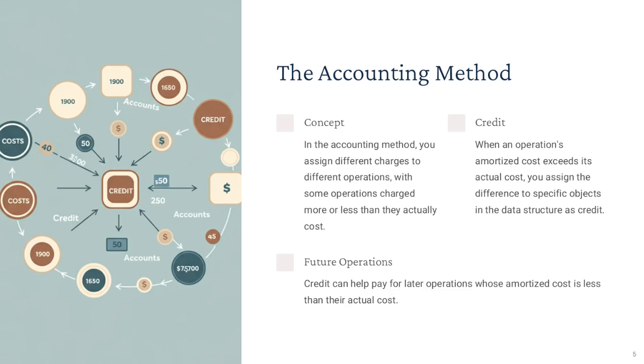Each push operation stores 1 unit of credit on the pushed item, which is later used to pay for the cost of pop or multipop. This ensures that the total amortized cost remains proportional to the actual cost. By carefully balancing charges and credits, the accounting method offers a precise and efficient way to analyze algorithm performance.